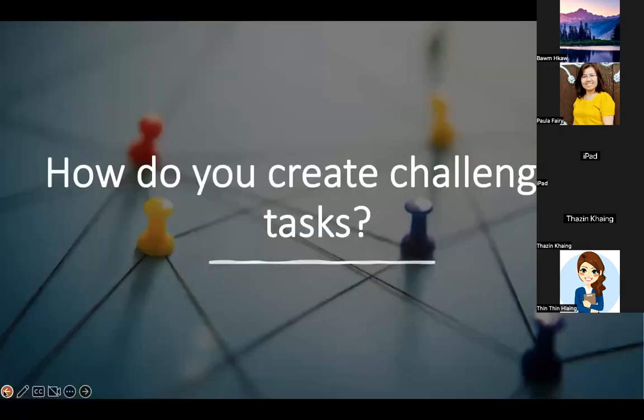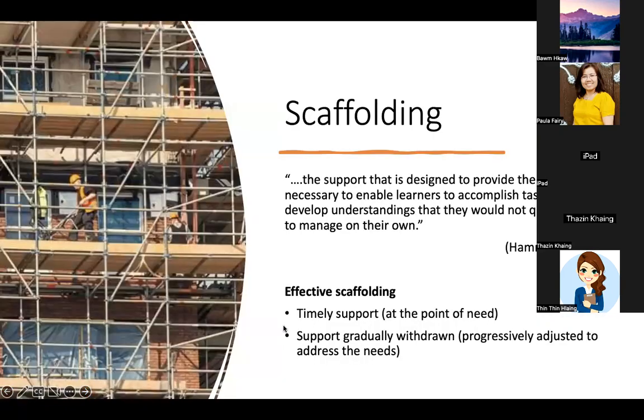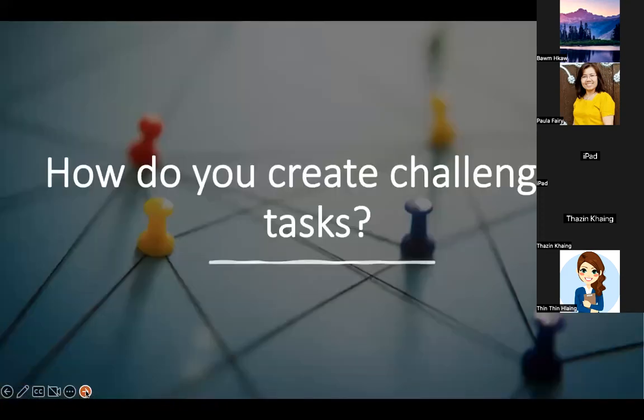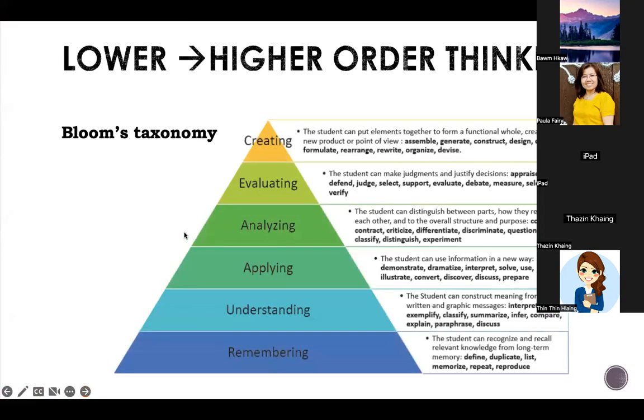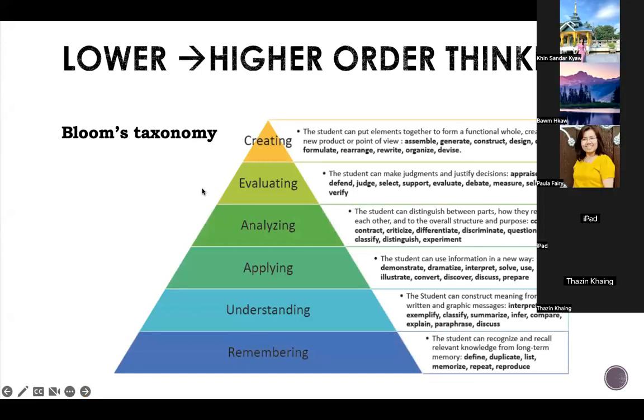Okay, so now we know how scaffolding works in the classroom. But before we give support to the students, we need to know how to create challenging tasks in the classroom, how to create cognitively demanding tasks. So how can we make our classroom challenging? Here is the answer. That is Bloom's taxonomy. Bloom's taxonomy is a useful way that can help us to create challenging tasks or cognitively demanding tasks in the classroom.